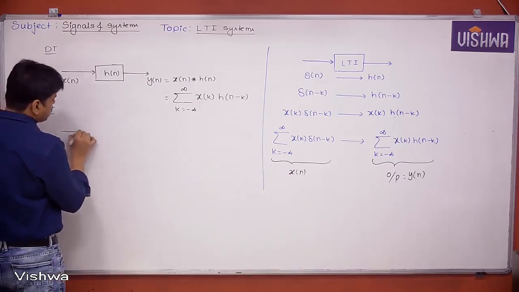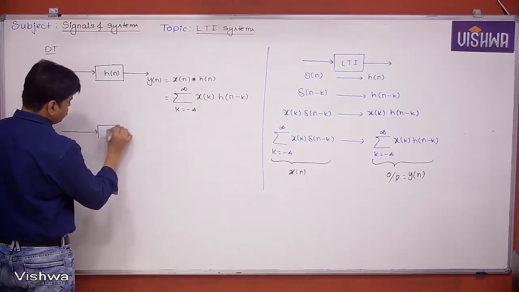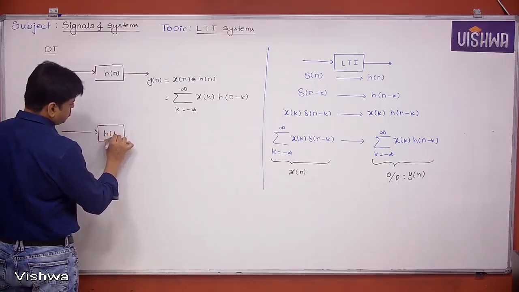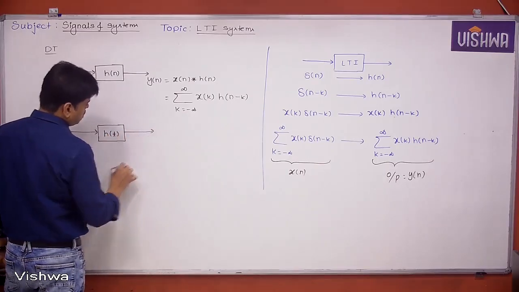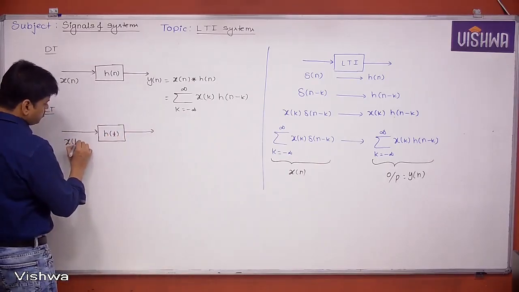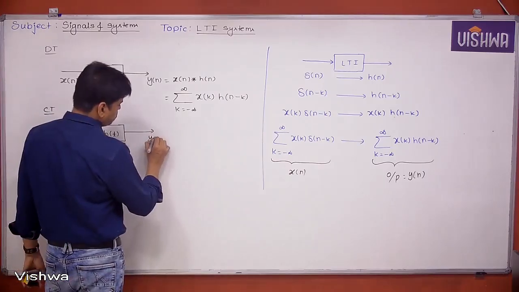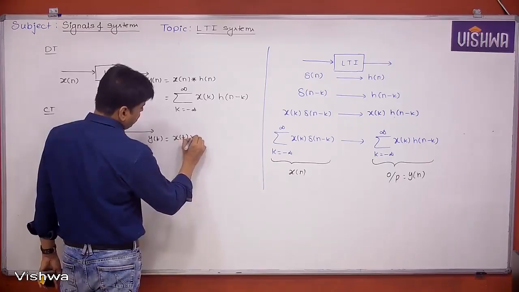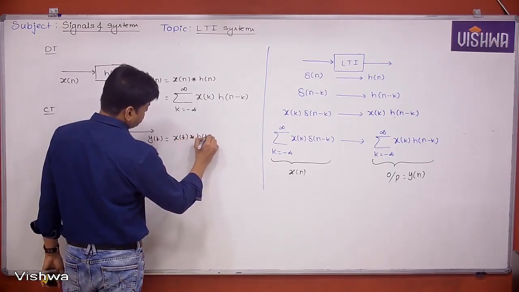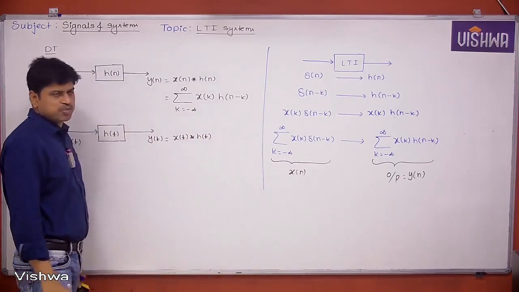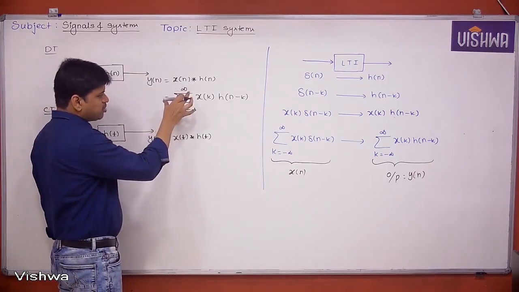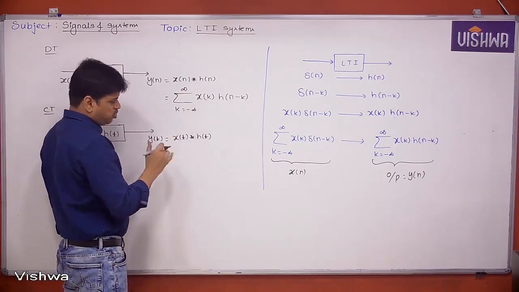In the continuous time case, suppose the impulse response is h of t, the input is x of t, and the output is y of t. What is the relation? It is nothing but x of t convolution with h of t. Now, try to understand: we have to see the similarity between the discrete time case and the continuous time case.